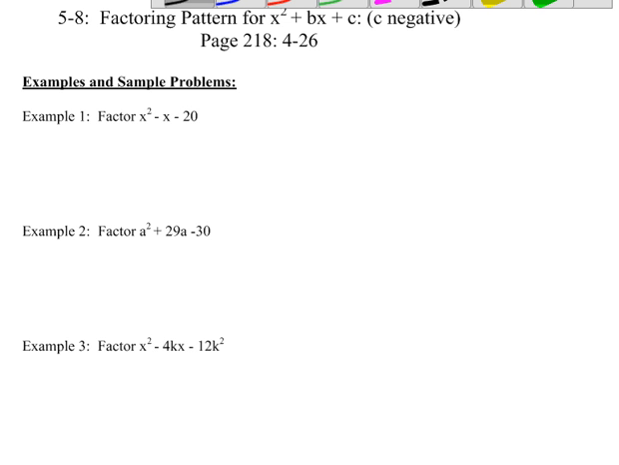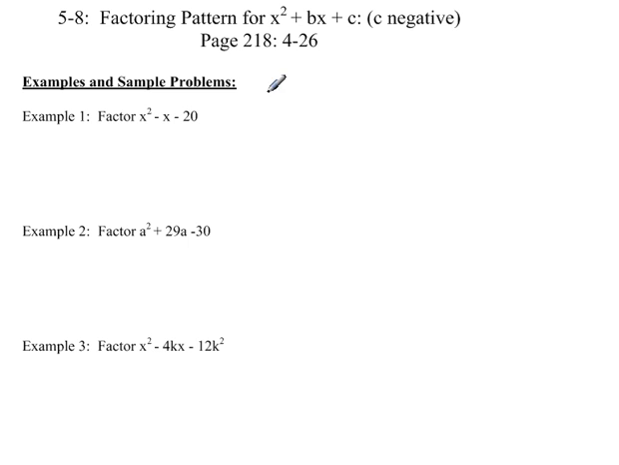We're going to spend a couple of days on section 5.8, factoring pattern for x squared plus bx plus c when c is negative. And this is day 1, page 218, 4 through 26 will be the assignment. Let's look first at the example problems for the section.